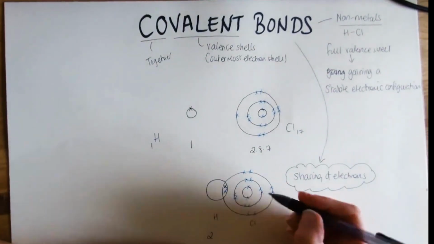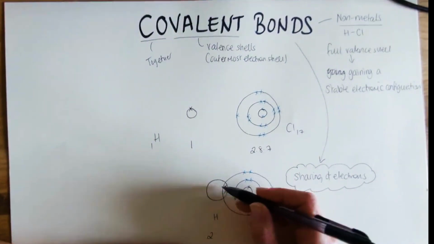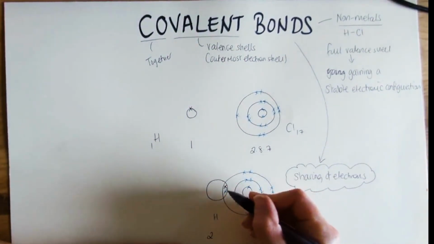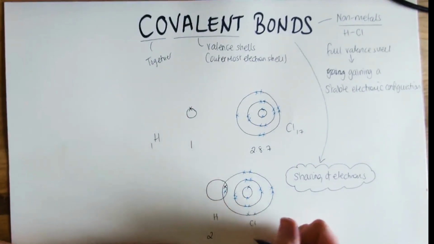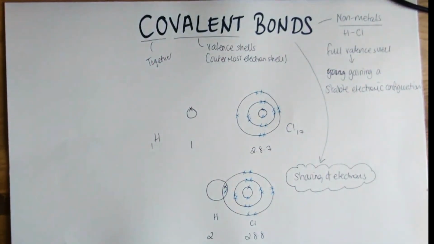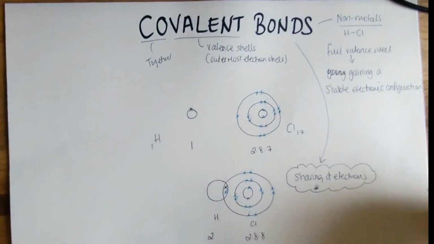And chlorine has, in its outer shell, shared its 1 electron and borrowed 1 from hydrogen. The result is that in that overlap, that sharing of electrons, its outer shell is now 2.8.8. So both of them have achieved a full valence shell. They've both achieved a stable electronic configuration through the sharing of electrons.